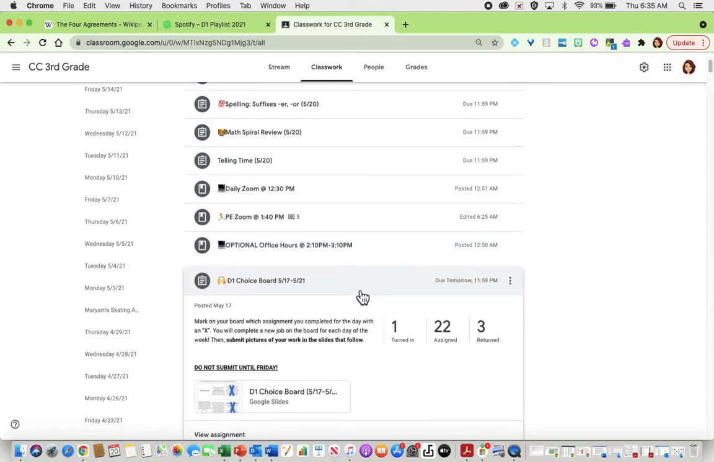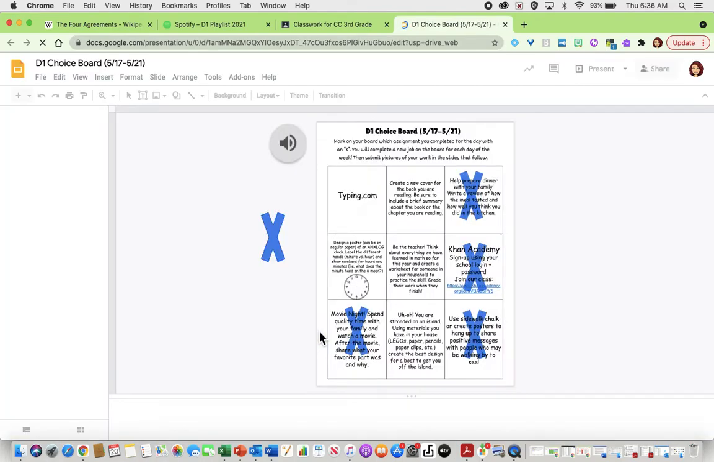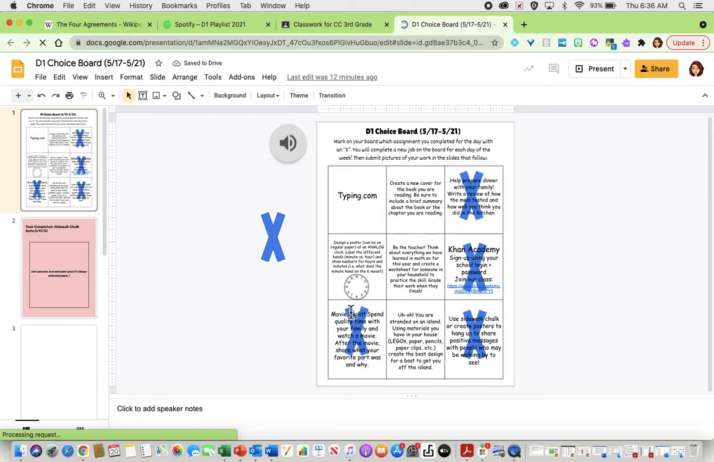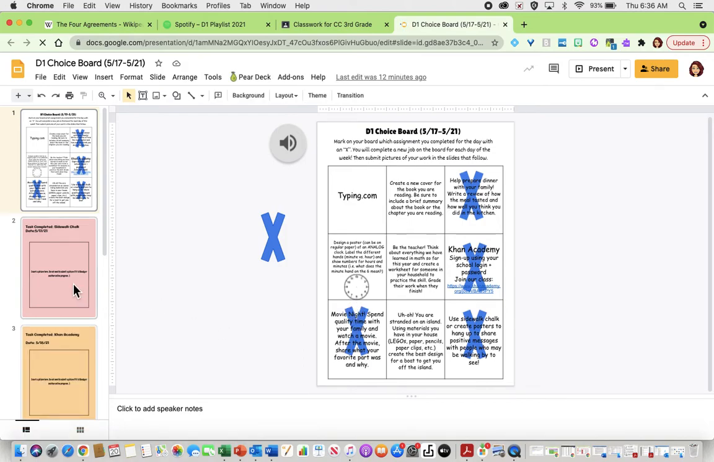And then finally, we have our D1 choice board. So I'm going to click D1 choice board, and you can see I already made my selection for today. That's because I accidentally deleted my first morning message. No worries though. So I went ahead and I selected movie night. I want to spend some time with my family and watch a movie, and then I'm going to share what my favorite part was and why.